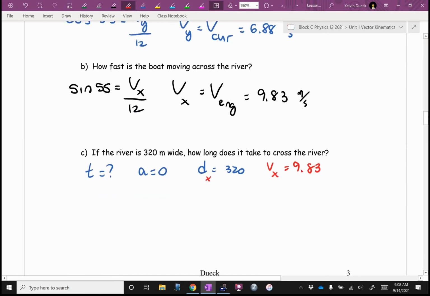Oh, and how would I get the t by itself? Oh, sorry. Let's write out the equation. It's going to be dx equals vx t. What happened to the plus a half a t squared? a is 0. Oh, and how would I get the t by itself? Divide. There we go.